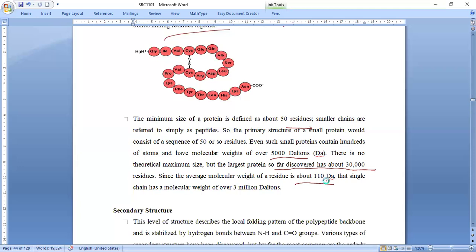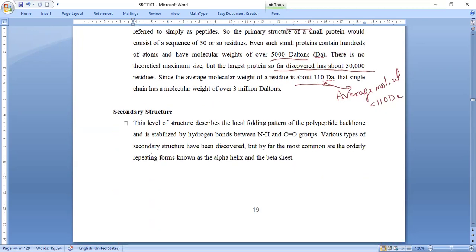And you have to remember this also. This is the most important question. Average weight: the average molecular weight is 110 Daltons. 110 Daltons.